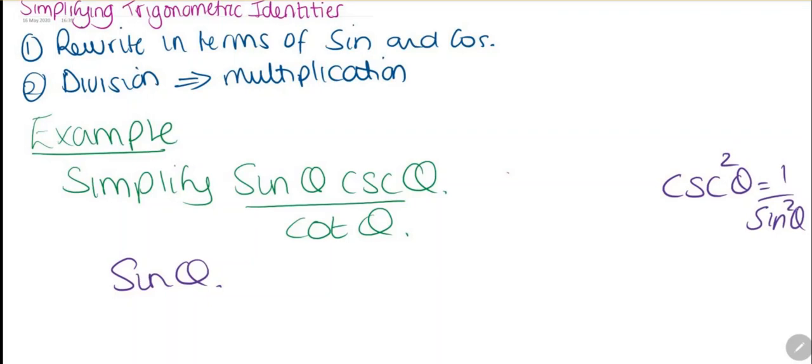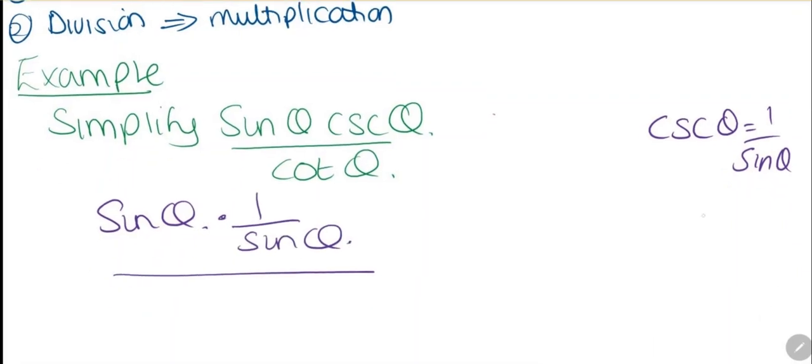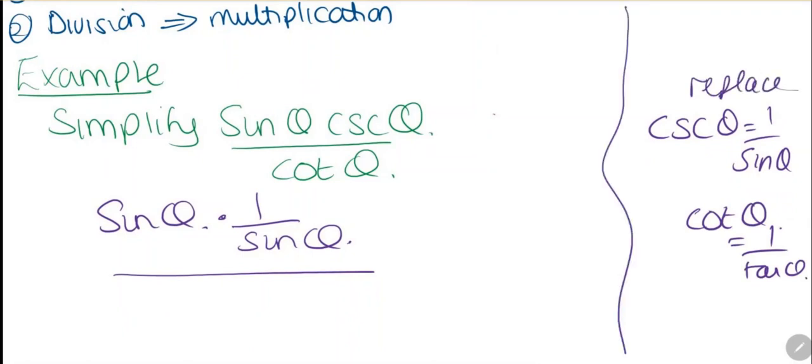Now they're squared, so we're going to square them. No, they're not squared, so we won't square them. So sine theta, and this is going to be multiplied by 1 over sine theta. And we can replace cotangent theta with 1 over tan theta. So we're going to replace. Okay, so this is going to be 1 over tan theta.